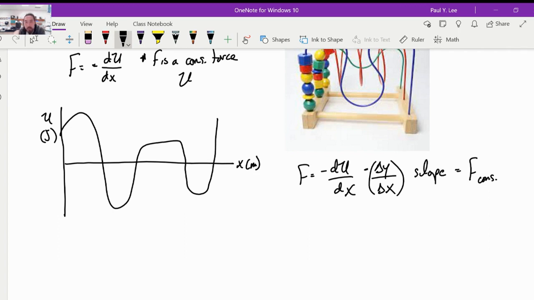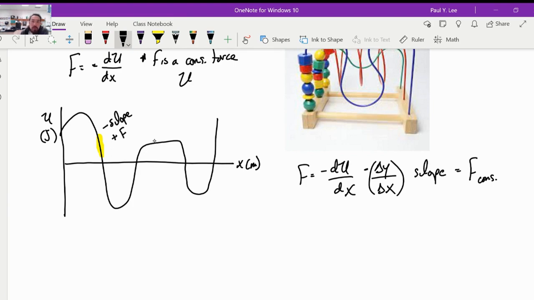The conservative forces that we have dealt with so far are spring potential energy and gravitational potential energy. Now, when we relate this back to that baby toy, just keep in mind that because there are no springs involved, we won't be talking about the spring potential. So let's go over the idea of slope first. If we take a look at this section right here, we can see that we have a negative slope. So the negative of the negative slope gives us a positive force.